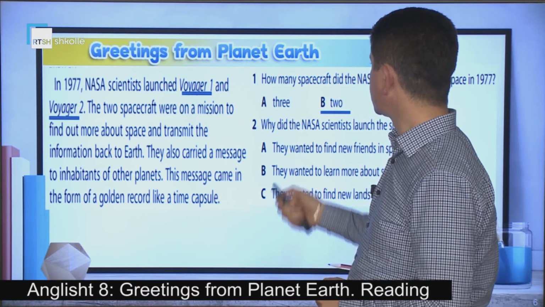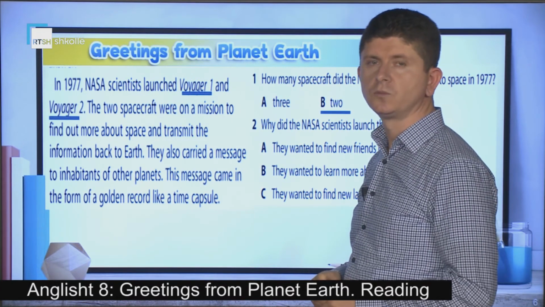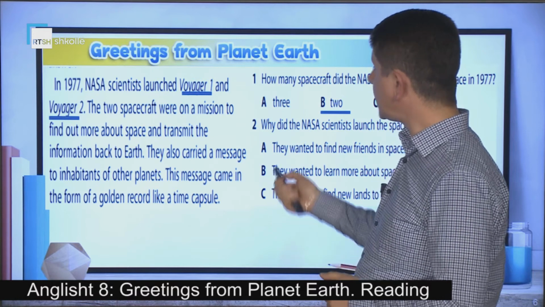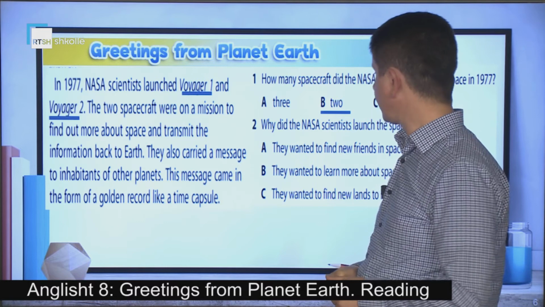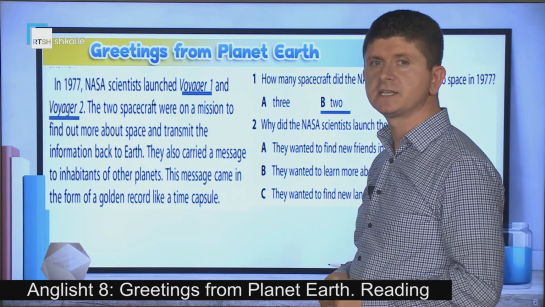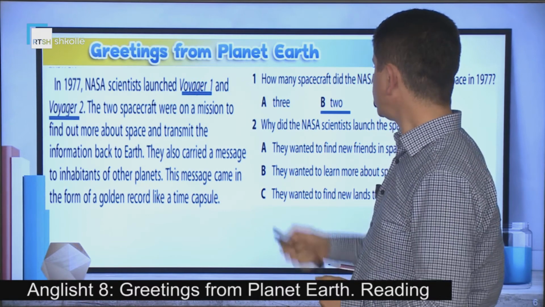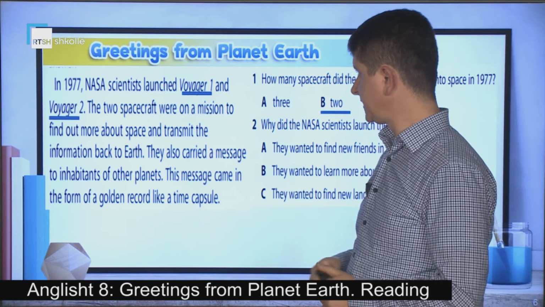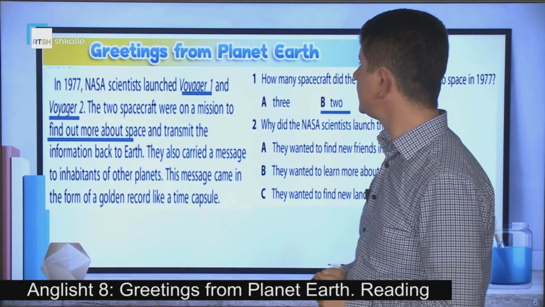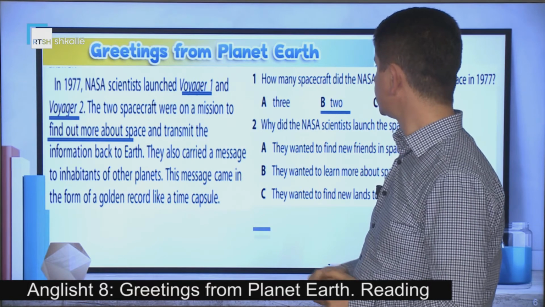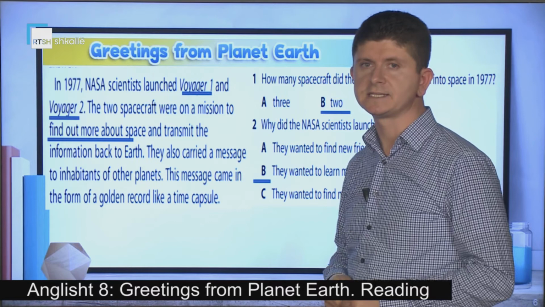Next question. Why did the NASA scientists launch the spacecraft? Why? What was the reason? A, they wanted to find new friends in space. B, they wanted to learn more about space, or C, they wanted to find new lands to live on. Also, this information we might find in the same paragraph. To find out more about space and transmit the information back to Earth. So it means it's B. They wanted to learn more about space.